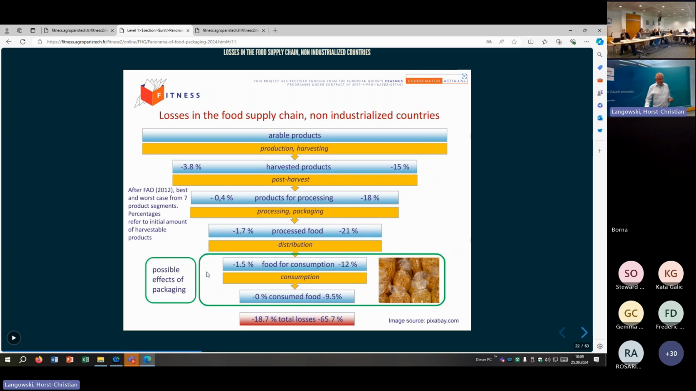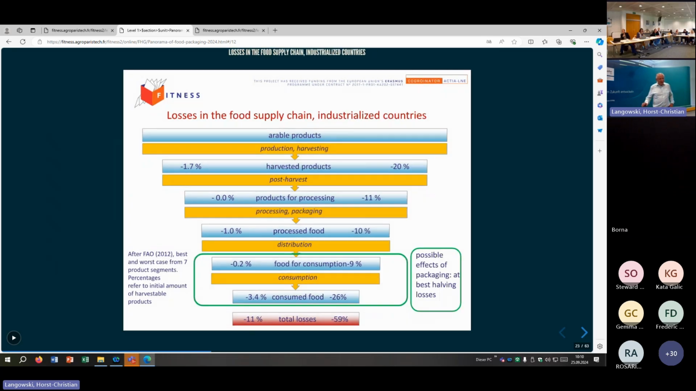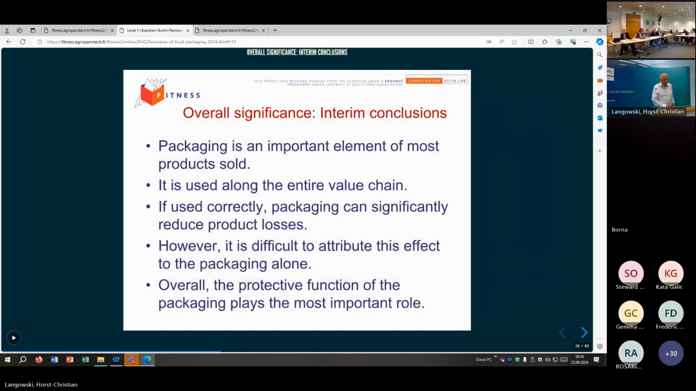And therefore, in non-industrialized countries, we have about, let's say, 10-12% possible effect of packaging on the overall food loss, whereas in industrialized countries, this figure is much higher. So at best, it can halve food losses, which is a lot still, but it's not all. It's also important. All right, so some conclusions from this consideration.